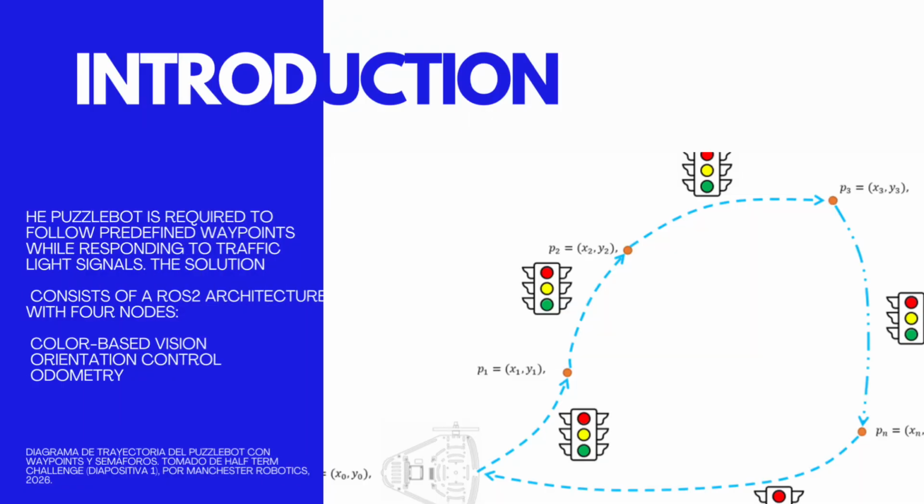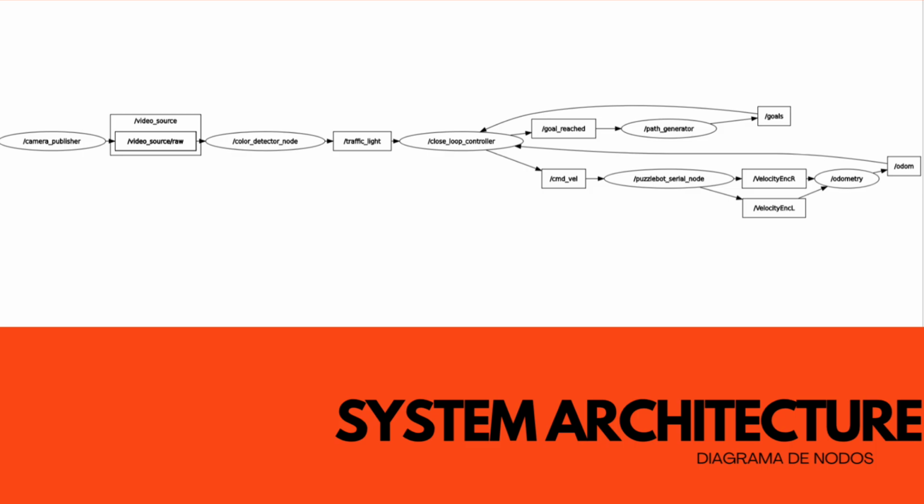Hello, this video explains the process we follow to make the Puzzlebot respect a traffic light. The robot had to detect red, yellow, and green signals using its camera, and then modify its motion according to the detected color. The specified behavior was stop on red, move slowly on yellow, and continue the planned path on green. To achieve this, the system was implemented in ROS2 using four main nodes.